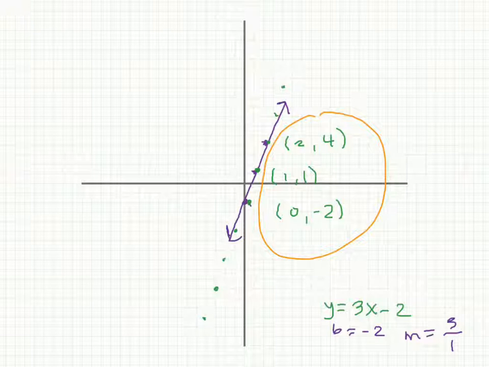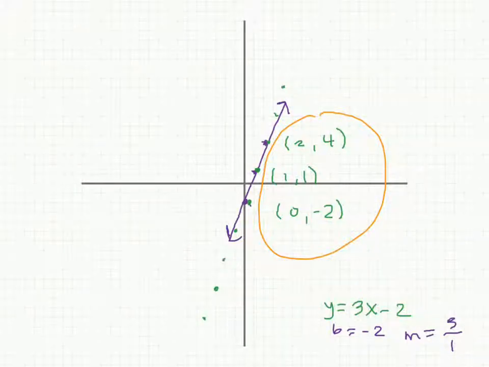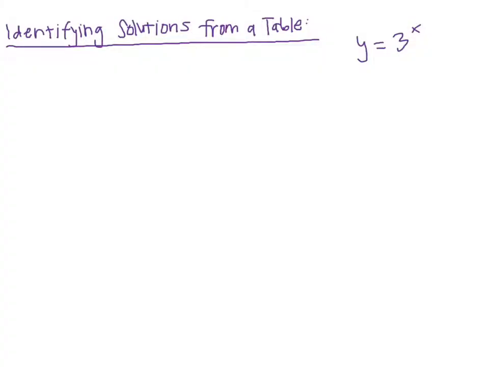So one way we can do this is by graphing. Another way we can do it is by creating a table, and that's going to be our second and final example. So now we are identifying solutions from a table, and we are going to use the curve y equals 3 to the power of x. So first thing is to make sure we've solved for y.